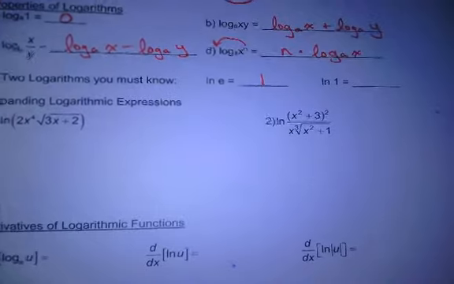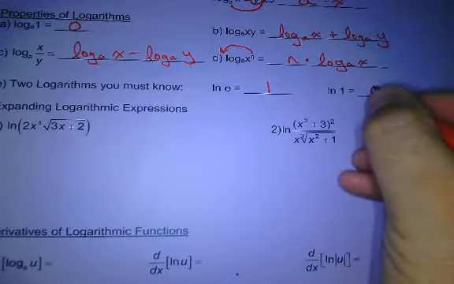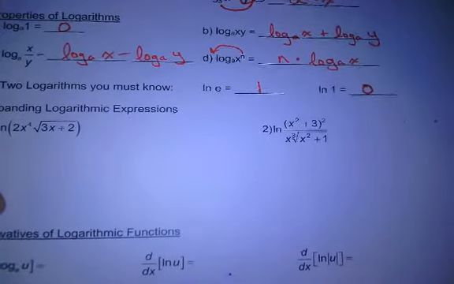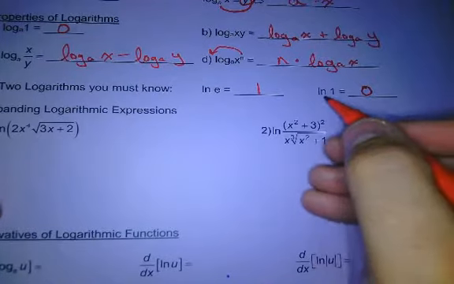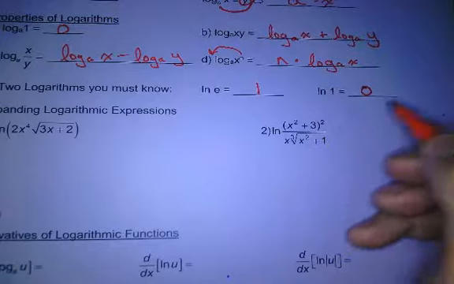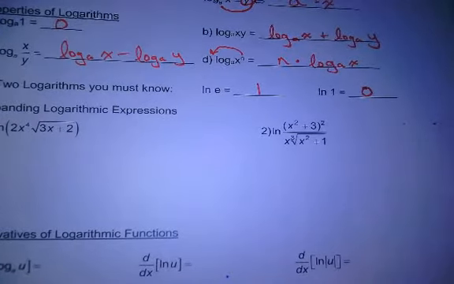What's ln of 1? 0. So any type of log... This one's different, Neelish. Any log of 1 is equal to 0. So like log base 2 of 1 is 0. Log base Neelish of 1 is 0.